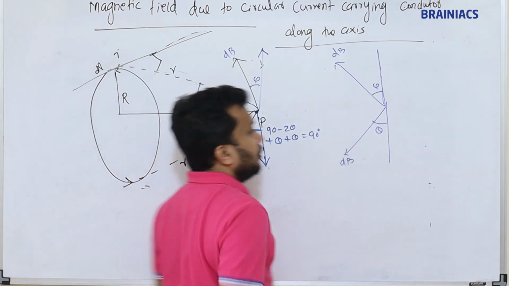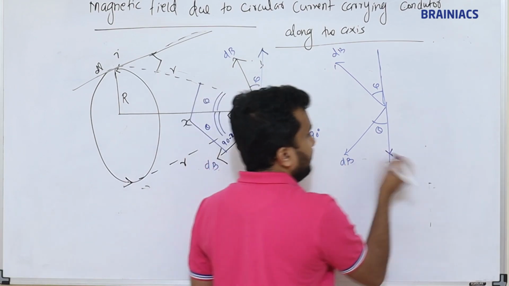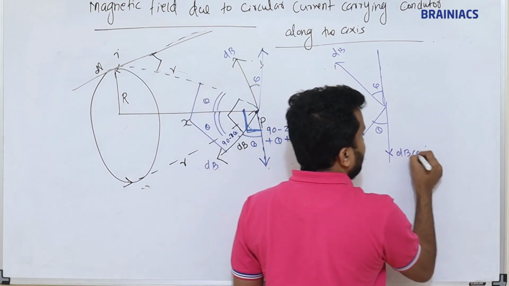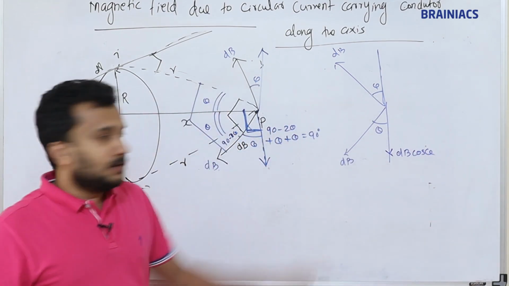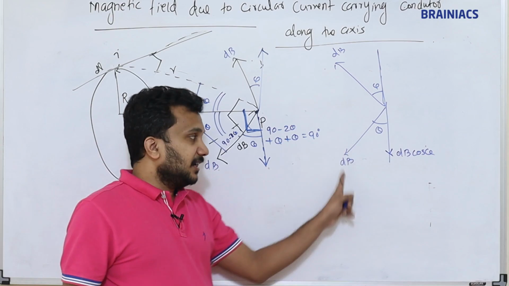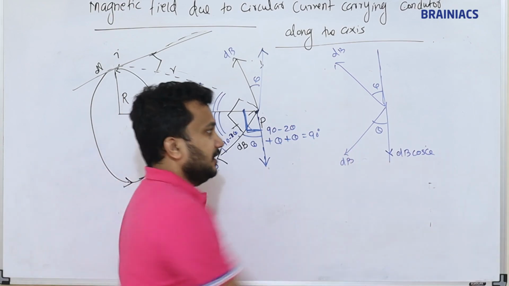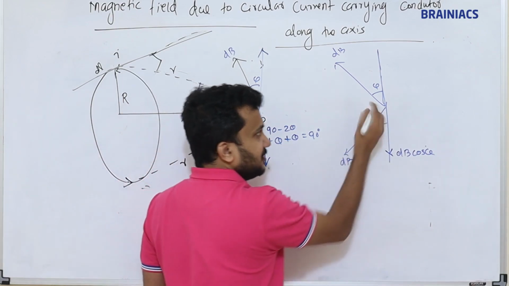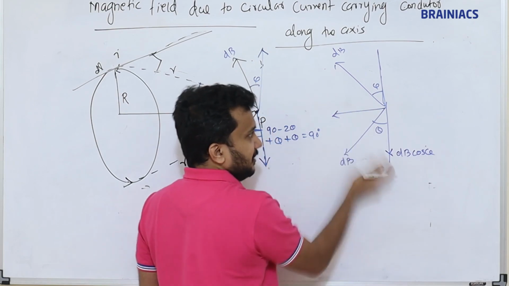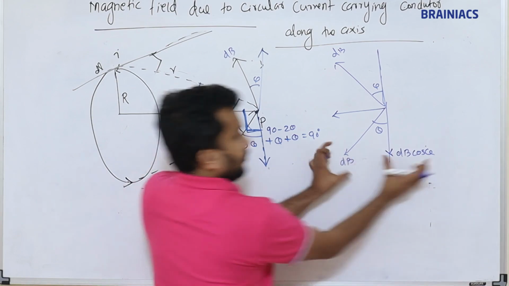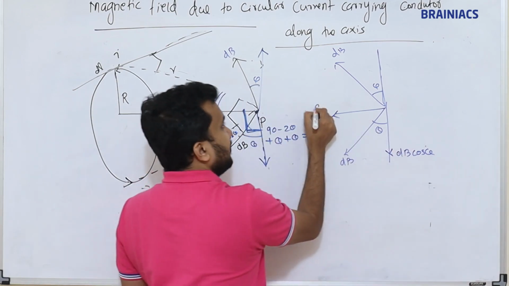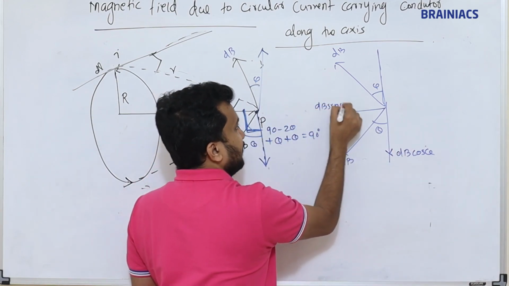dB is a two-dimensional component, which can be split into two components. What are they? dB cos theta, the side adjacent to theta. The side very close to theta is called dB cos theta. So another line will come like this in between these two. Okay, so this is the resultant. So this is one component, and what is the other component? dB sin theta. So this is over.